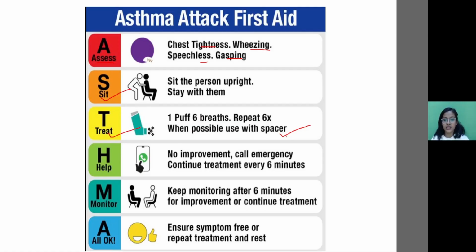Use a spacer with the inhaler, right? Give 1 puff of the inhaler and 6 breaths to the patient, so that there is enough oxygen in his body. If no improvement occurs, call emergency and continue treatment every 6 minutes. Call the emergency, call the code inside the hospital. Keep monitoring the patient after 6 minutes, or continue the treatment of giving 1 puff and 6 breaths. Ensure the patient is symptom free, repeat treatment and rest. Make sure the patient rests.